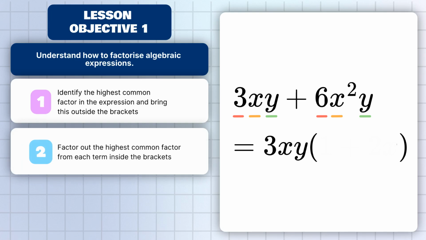Now divide each component by 3xy and put this inside the brackets. So the first part inside the brackets is 1 and the second part is 2x. The expression therefore becomes 3xy brackets 1 plus 2x.